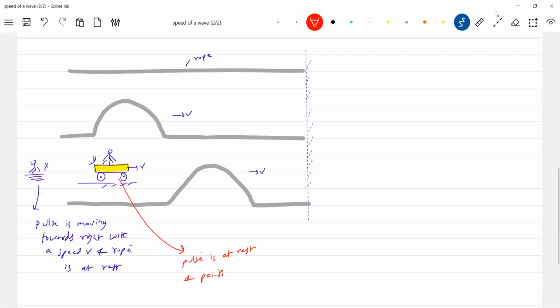and points on the rope are moving. The pulse is at rest and points on the rope move in a circular path, it says. How come circular path? Okay, let's do one thing. Let's take a small element here. It's a rope only, part of the rope. So for this person, this particular pulse will appear to move towards left here, and this will be the tension.